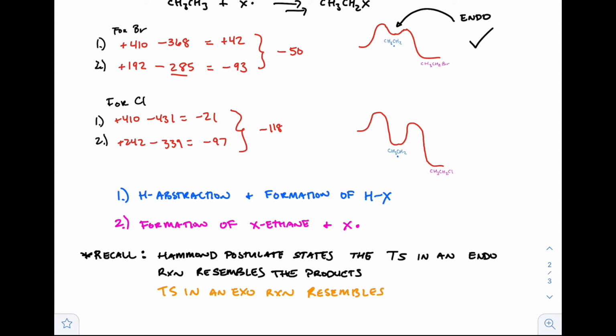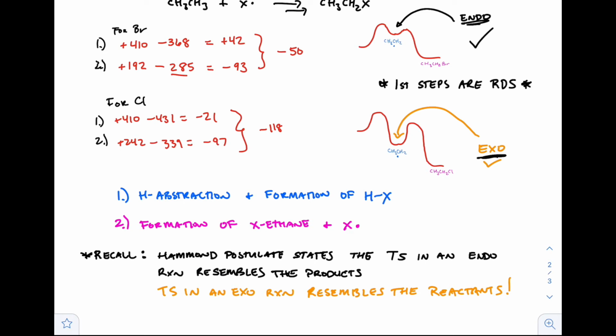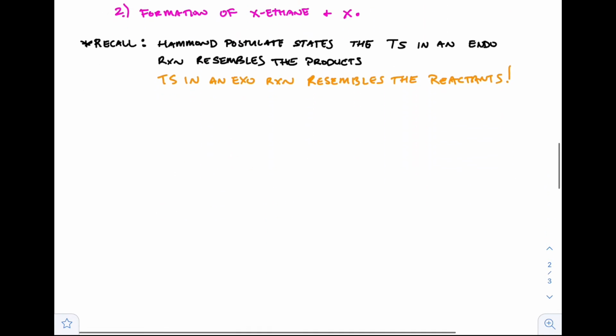Okay. Now, the transition state in an exothermic reaction resembles the reactants. Okay, so what does that apply to? Well, that's going to apply to the chlorination process. So you can see that first step is exothermic, and that means that the transition state is going to resemble the reactants. Okay, so the stability of the radical does not come into play here. Okay, so again, I want to point out the first step is a rate determining step, right? And so that's important.